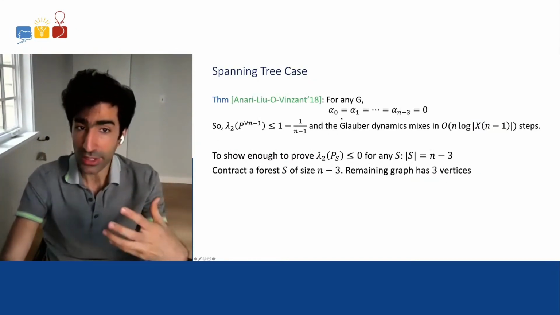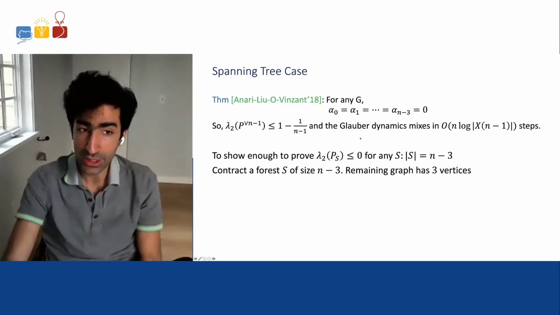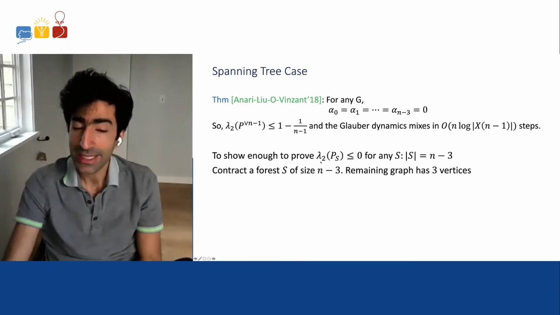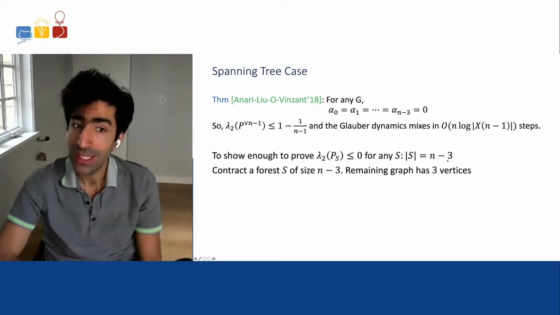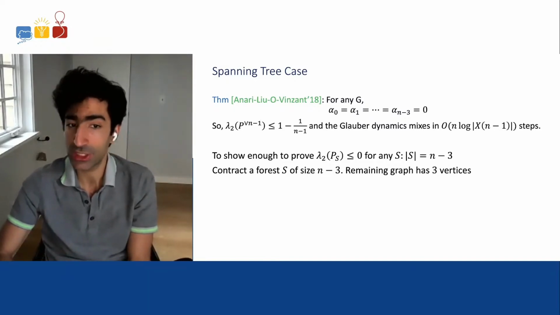So now to prove this theorem, I wanted to prove all of its alpha i's are 0. I just need to prove that the second eigenvalue of the local random walk for forests of size n-3 is less than or equal to 0. So let's just prove that.